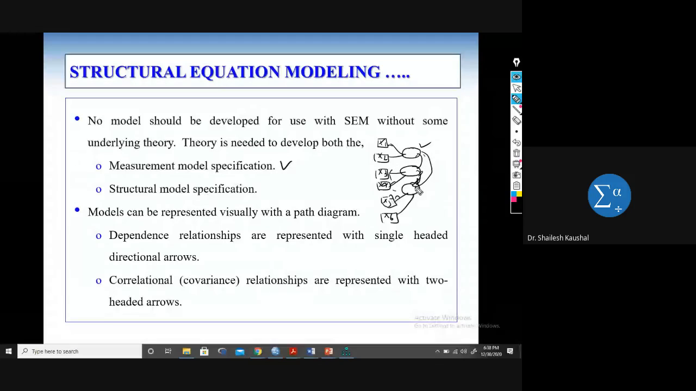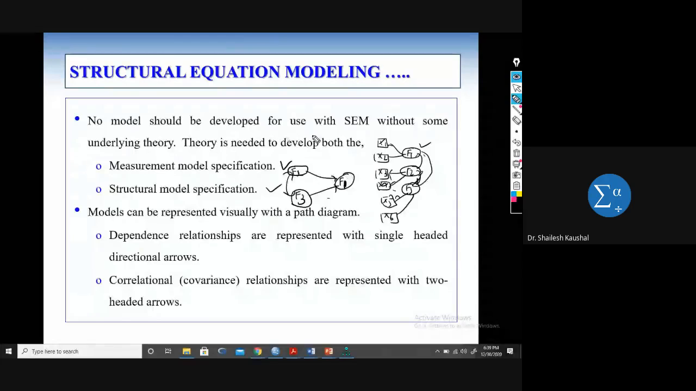And structural model means, for example, this one is F1, F2, F3. We find which one is endogenous and which one is exogenous, and then we give the relationships: F1 is related to F2, and this is F3, oval shape. This is a structural model specification.